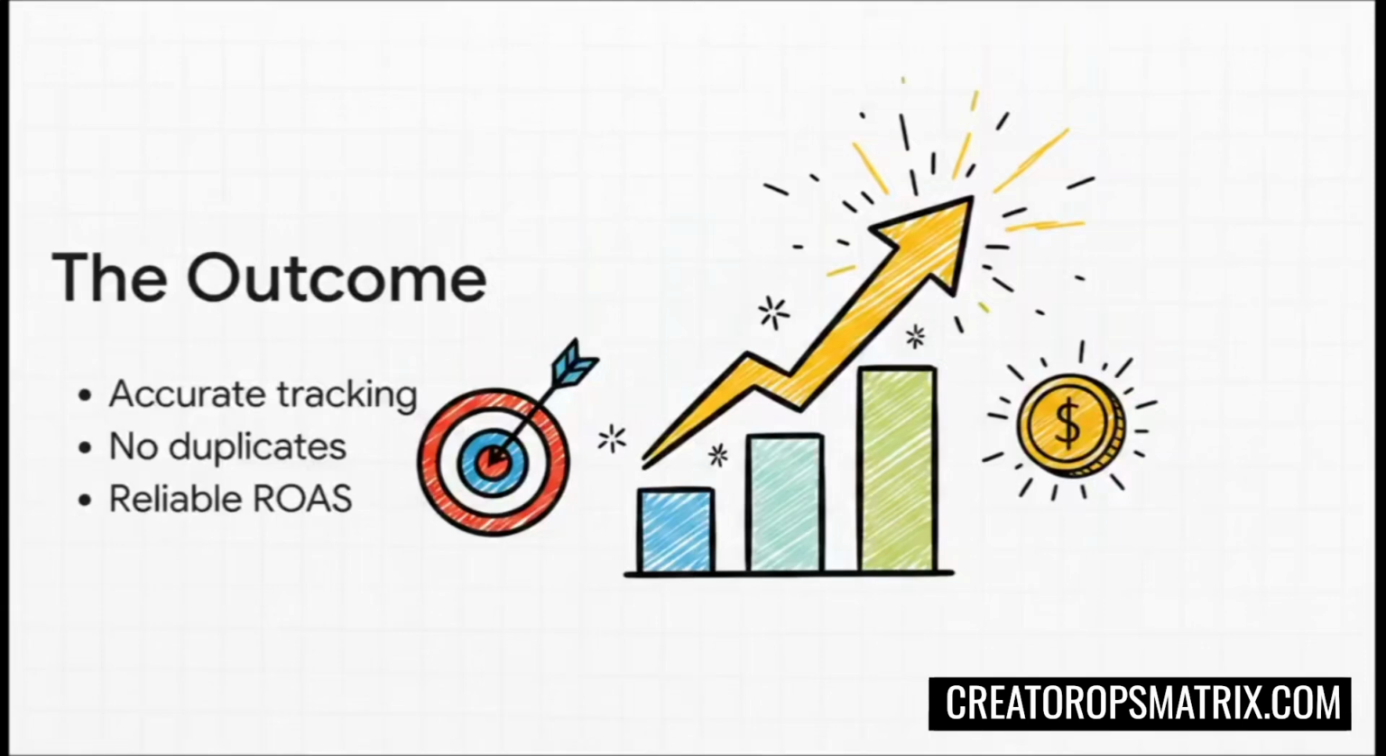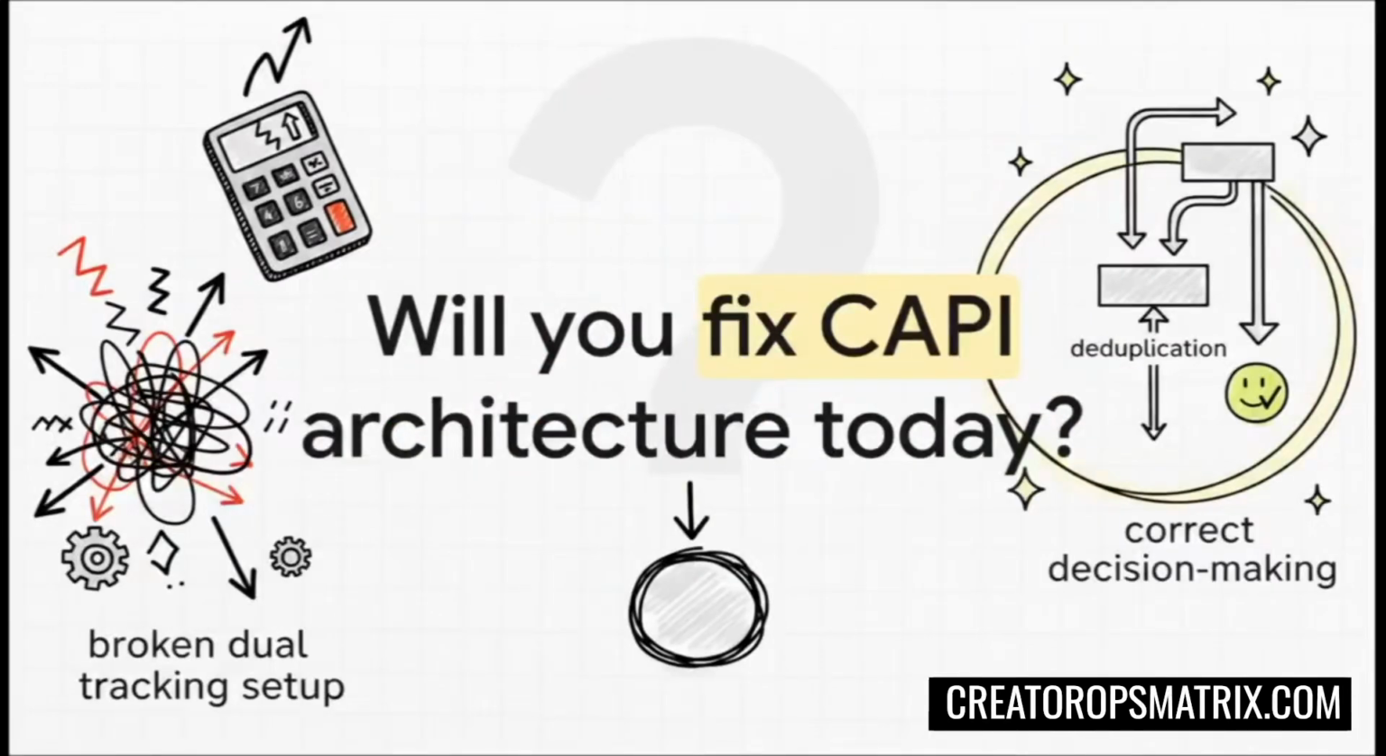So, I'll leave you with this final thought to ponder. Are you going to continue letting a broken dual tracking setup mathematically inflate your ROAS and ruin your decision-making, or will you take control, click the guide below, and fix your CAPI architecture today?